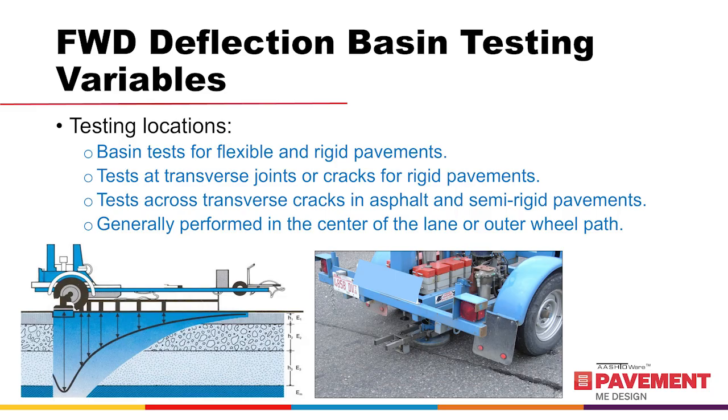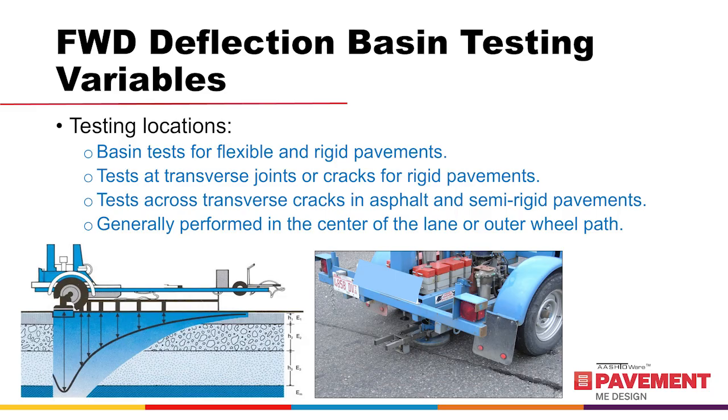However, the MEPDG recommends that FWD testing should be conducted in distressed asphalt areas as well to determine the damaged modulus. Deflection basin tests are typically performed in the center or mid-slab of rigid pavement and along the center of the lane or outside wheel path on asphalt and semi-rigid pavements. Tests across transverse joints of jointed plain concrete pavement and across transverse cracks in all types of pavement are measured and used in rehabilitation design.